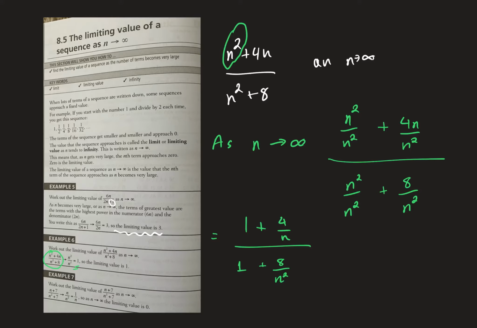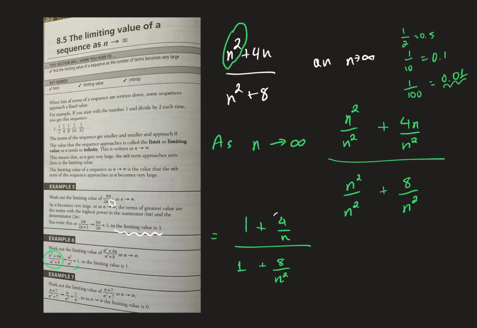Now, what I want you to realize is that the bigger the number in the denominator, the smaller the value. You can see 1 over 2 is 0.5, but 1 over 10 is 0.1. 1 over 100 is 0.01. So as you're increasing your denominator, what is happening to the value? It becomes smaller and smaller.